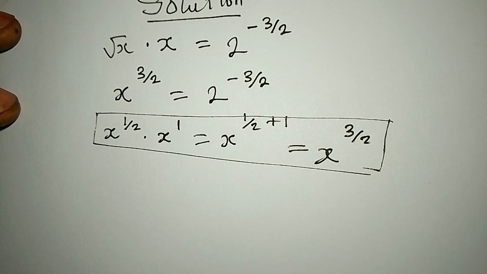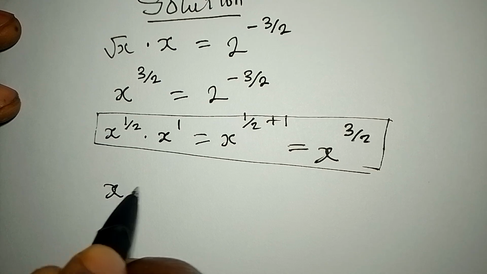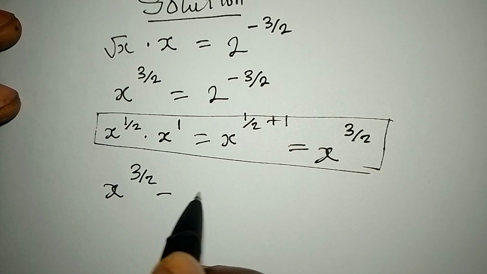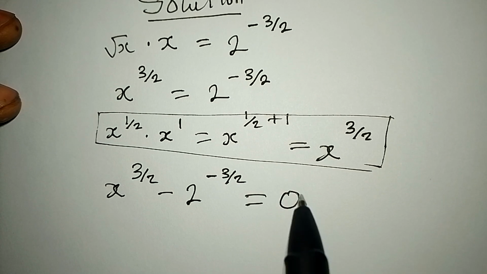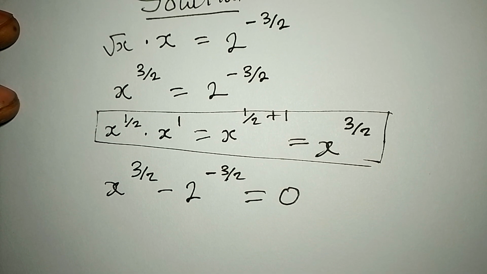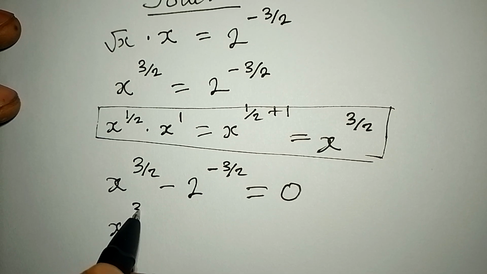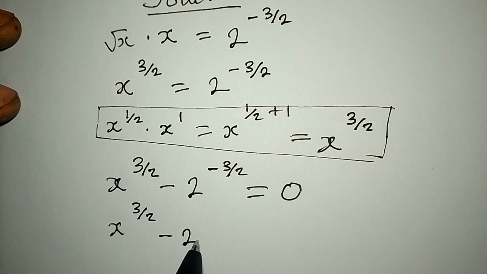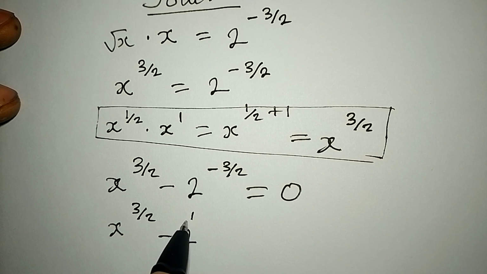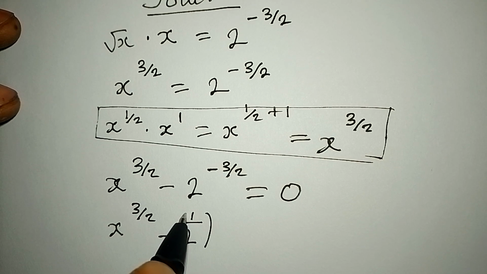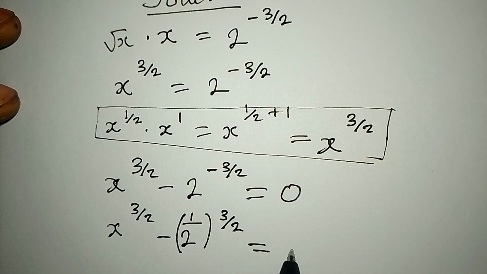Okay. Now, let's continue. What I'm going to do is to bring this to the left. So we have x to the power of 3 over 2 minus 2 to the power of negative 3 over 2, and it's now equal to 0. By the way, what should I do? Let's try to get the same powers and see. x to the power of 3 over 2 minus 2 to the power. Okay, as a matter of fact, to remove this negative, we're going to have 1 over 2. So the whole of this will now be raised to the power of 3 over 2. The negative is no more there.